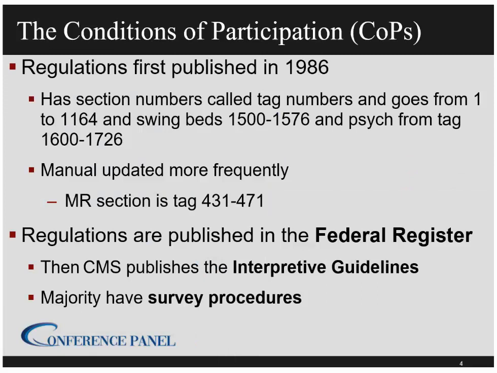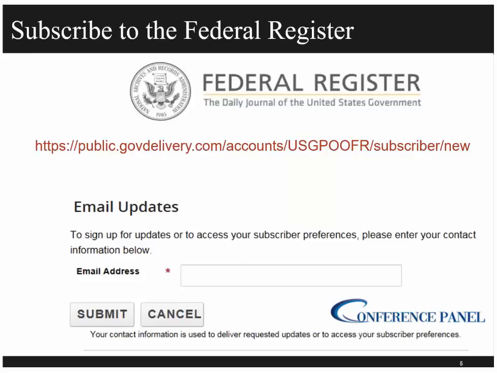The manual first started out back in 1986. That's when they first published the regulations. And they've split them into sections called tag numbers. It goes from 1 to almost, well, you're well up into the 1700s for Appendix A. So to keep up with all of the changes, actually subscribe to the Federal Register because that will keep you up to date on new regulations and new rulemaking that is coming out.